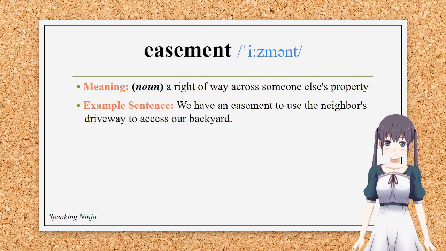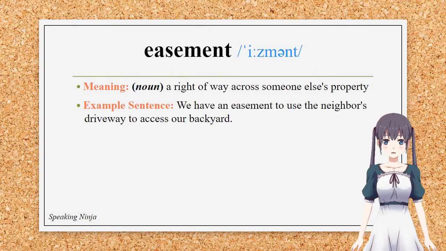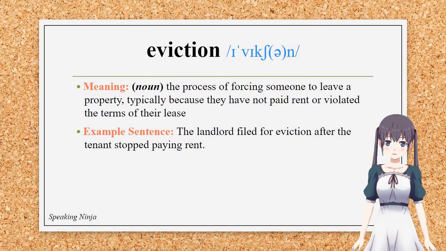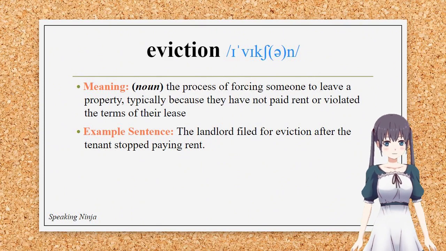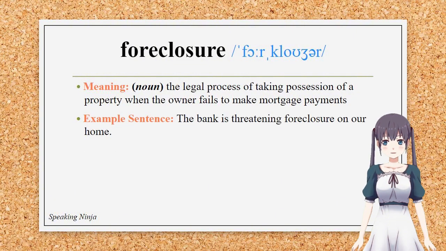And when we talk about easement, we're referring to a legal right to use someone else's property for a specific purpose, like a path or a driveway. In the unfortunate scenario of unpaid rent or lease violations, eviction is the legal process of removing someone from a property. It's a serious matter with significant consequences. Foreclosure is another heavy term, describing the legal process when a lender takes possession of a property due to unpaid mortgage payments. It's a challenging situation for homeowners facing financial difficulties.